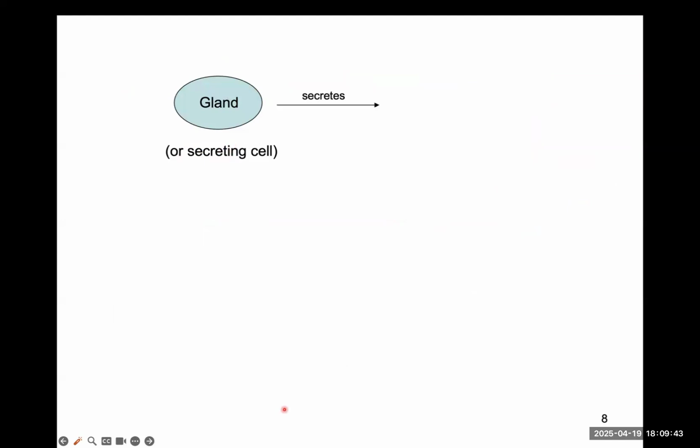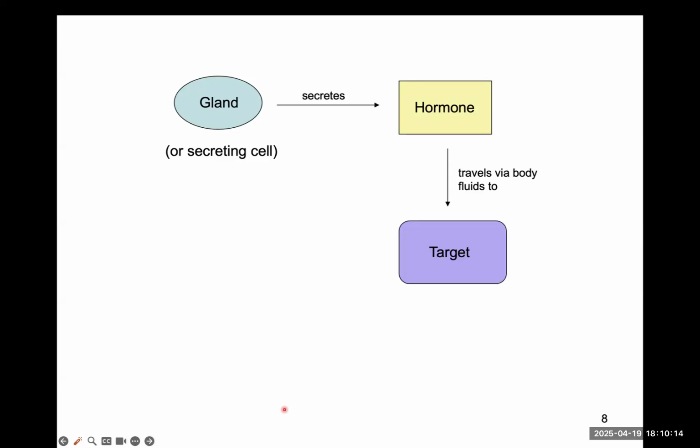Here is a little diagram and flow chart, basically summarizing what I just said. You need a gland, whatever the gland is. It could be the pancreas, the thyroid gland, the thymus gland, or the pituitary gland. It secretes a chemical called a hormone. Those hormones could be steroids, but they might not be. They can be any hormone, oxytocin, any type of hormone, and they're going to travel to the target cell.